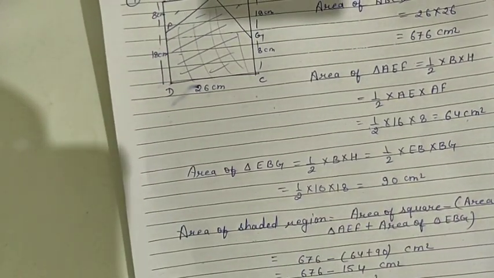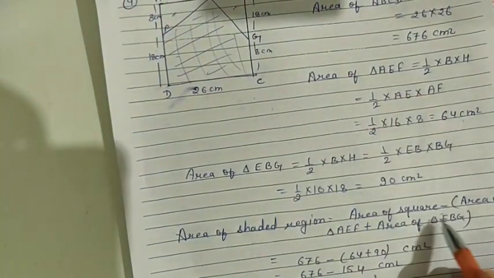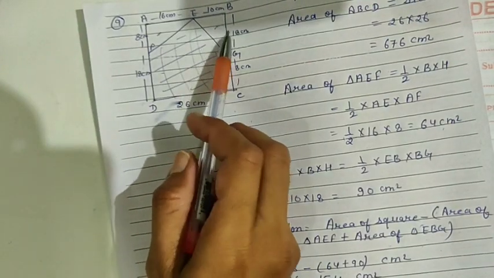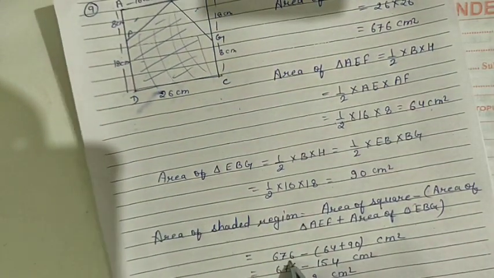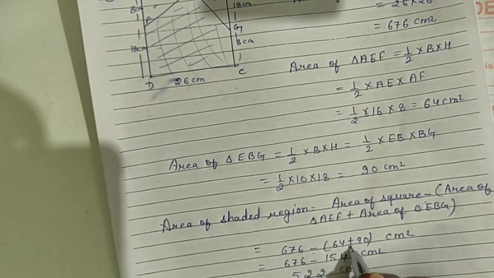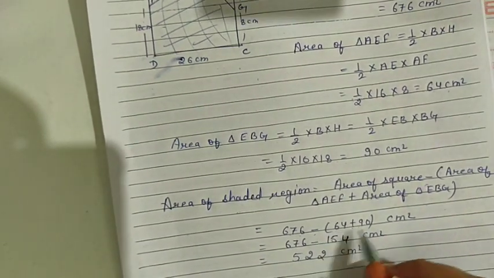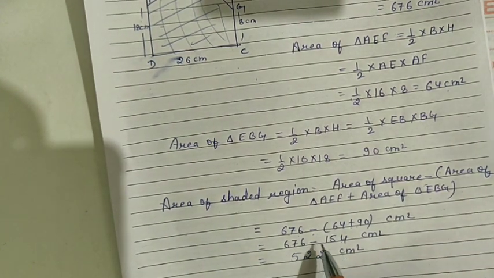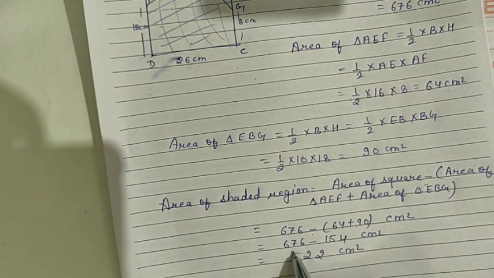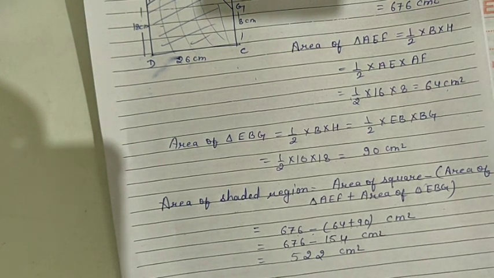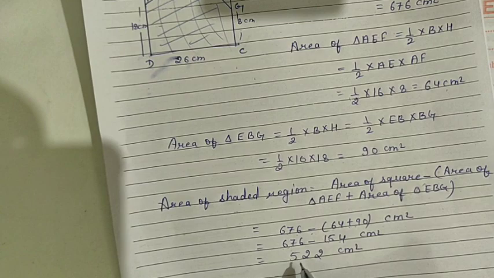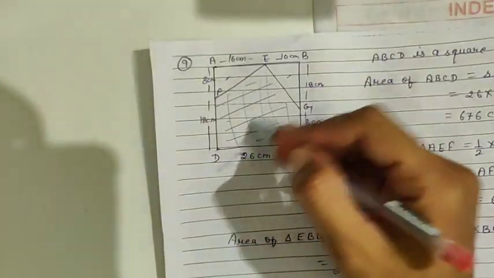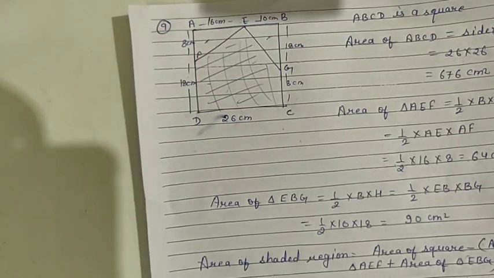So area of shaded region is equal to area of square minus area of triangle AEF plus area of triangle EBG. 676 minus 64 plus 90. So 64 plus 90 is equal to 154 centimeter square. So we will subtract 154 from 676 centimeter square. Then we get 522 centimeter square. So area of this shaded region is equal to 522 centimeter square.